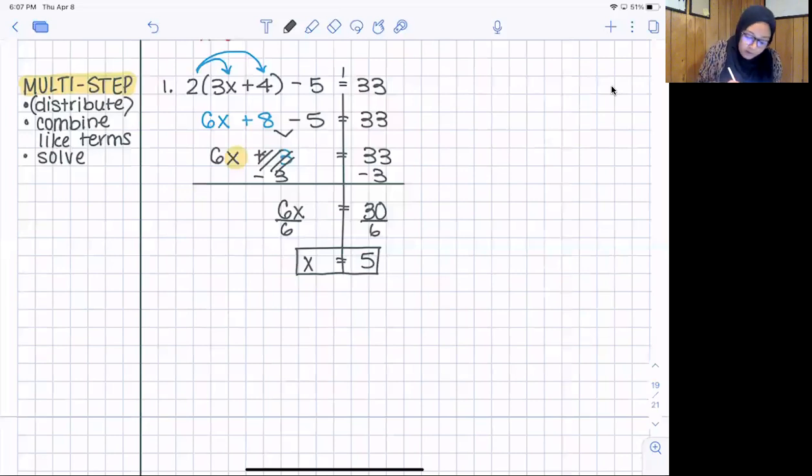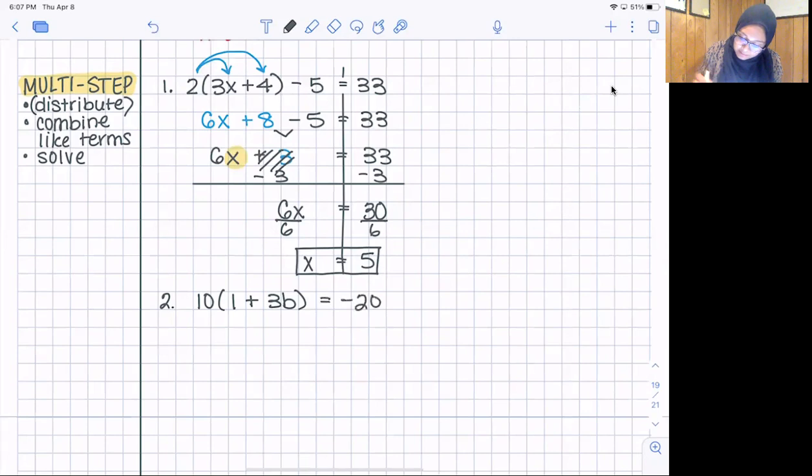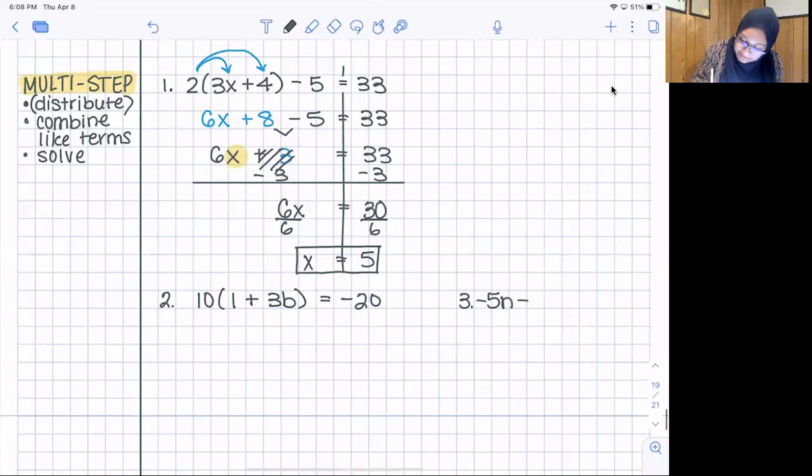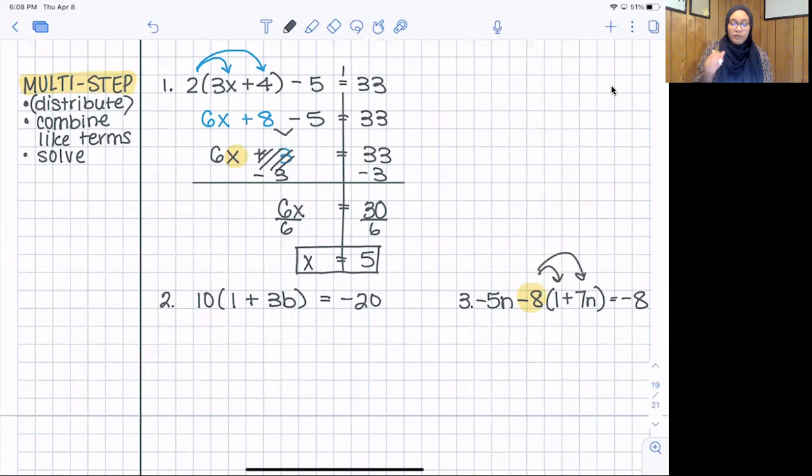So the 2 problems you guys are gonna do for practice are 10 parentheses 1 plus 3b equals -20. And the second one you're going to do is -5n minus 8 parentheses 1 plus 7n equals -8. With number 3, be really careful. This is a -8 that you're going to distribute each time, okay? So be really careful about your negatives.